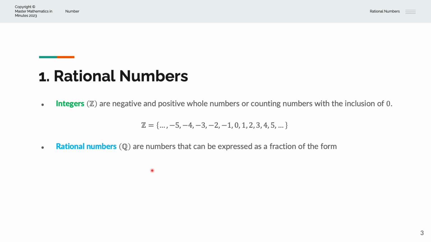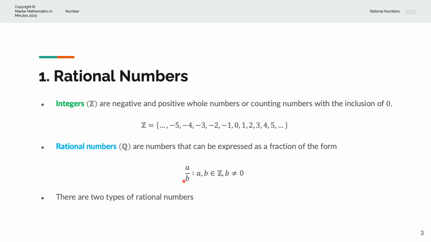Rational numbers, denoted by the letter Q, are numbers that can be expressed as a fraction of the form a over b, such that a and b are elements of the integer set, and b is not equal to 0. Essentially, you have an integer divided by an integer.